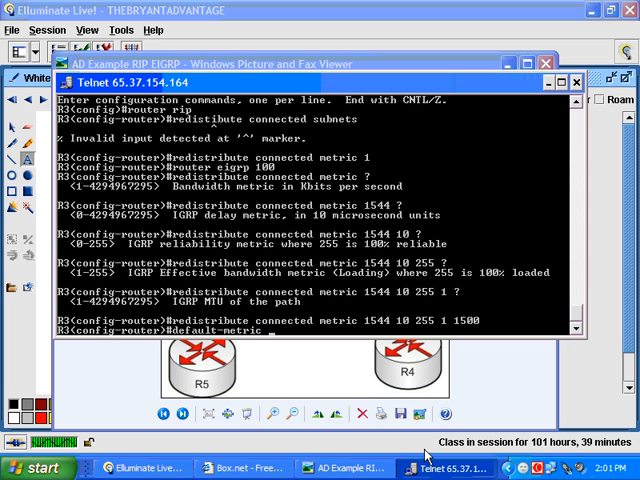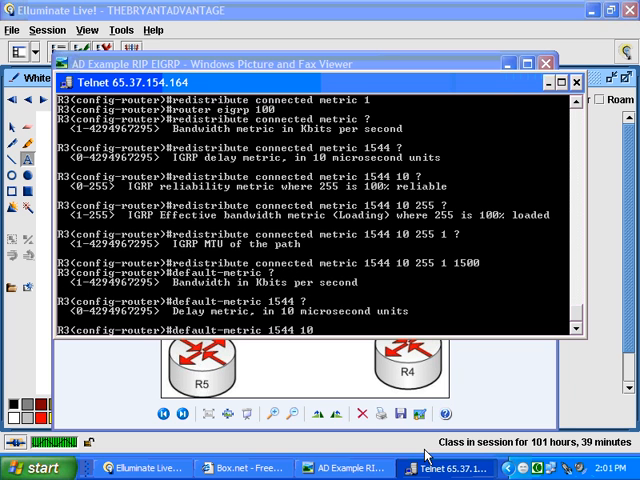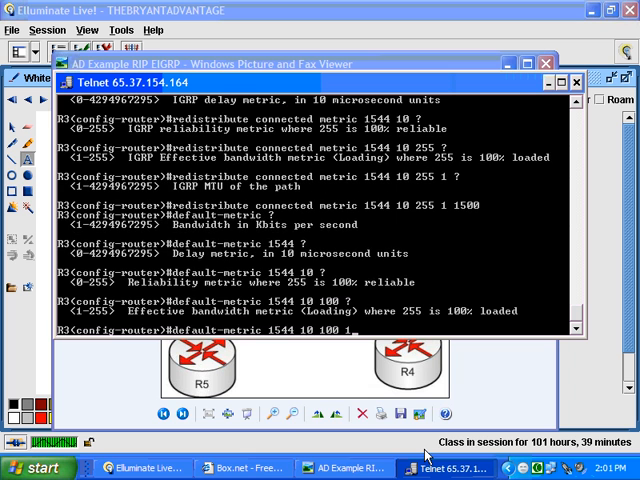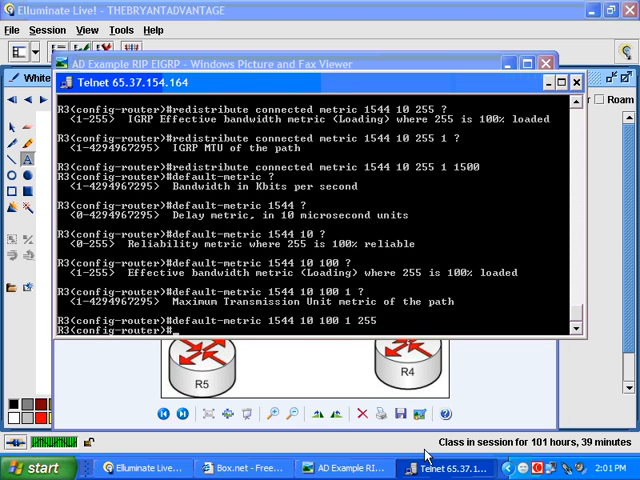And you'll see that IOS help is going to ask us for a bandwidth setting. It's going to be the same order: delay, reliability, load, and MTU. So those are the two different ways with which to perform route redistribution with EIGRP as far as the seed metrics are concerned.